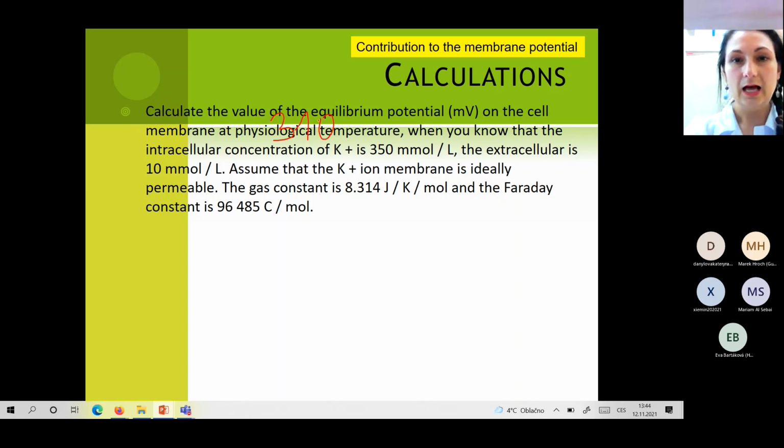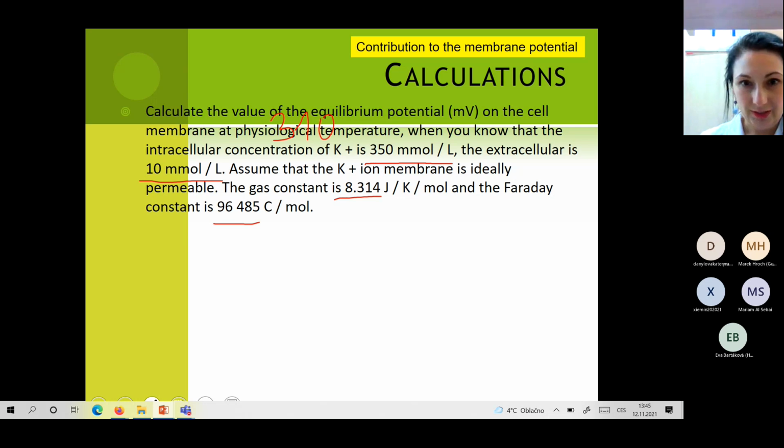Okay. So this is our first number. Then the intracellular concentration of potassium is 350 millimole per liter. The extracellular concentration is 10 millimole per liter. Also assume that the membrane for potassium is ideally permeable, so it means that it can go through. And also the gas constant is this value, and the Faraday constant this value.